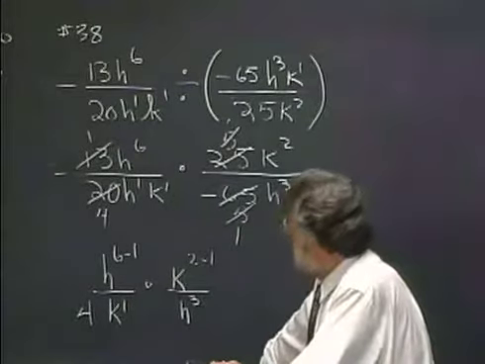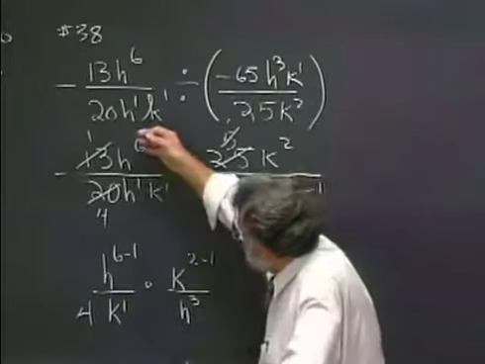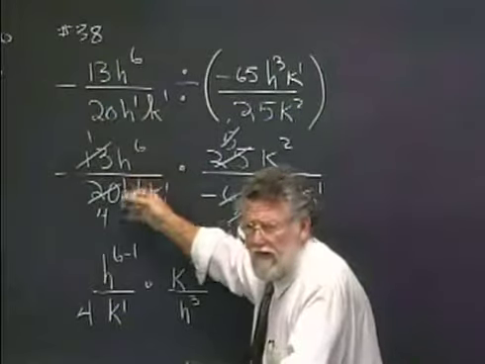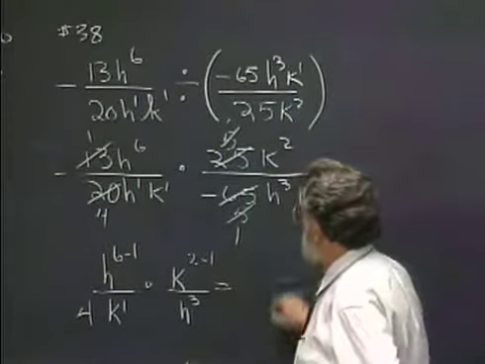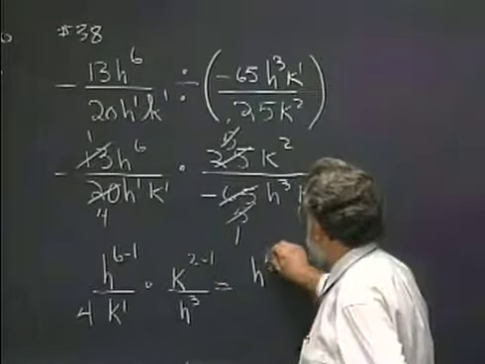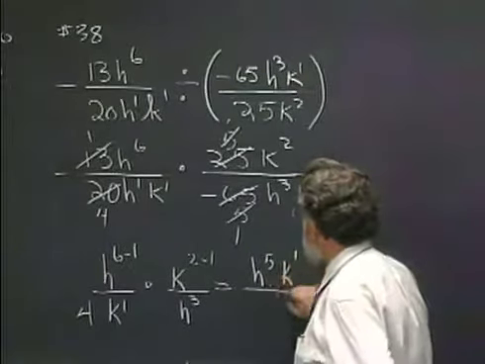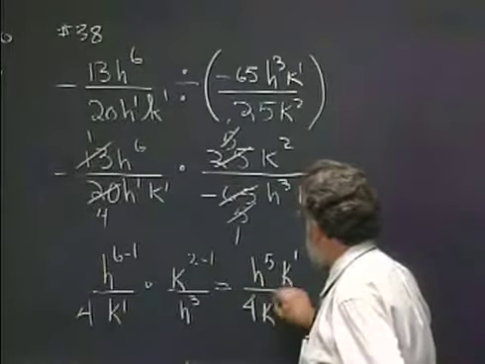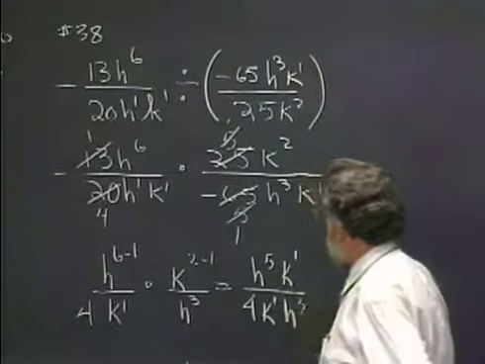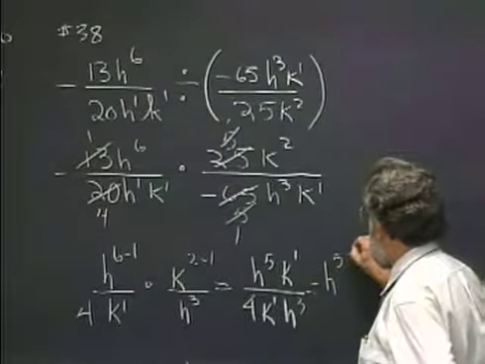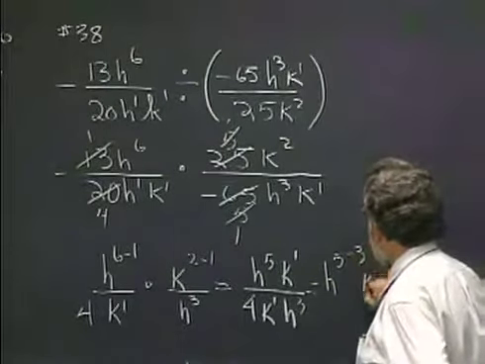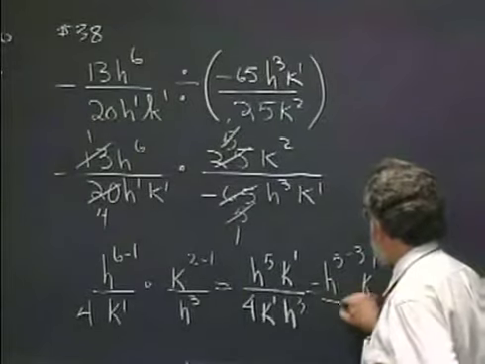Kim? You're subtracting from top to bottom here? Well, I had an h to the 6th over h to the 1st, so I subtracted the exponents. So the next step, just to try to simplify, I have h to the 5th, k to the 1st, over 4 k to the 1st, h to the 3rd. So that's going to be h to the 5 minus 3, k to the 1 minus 1 over 4.